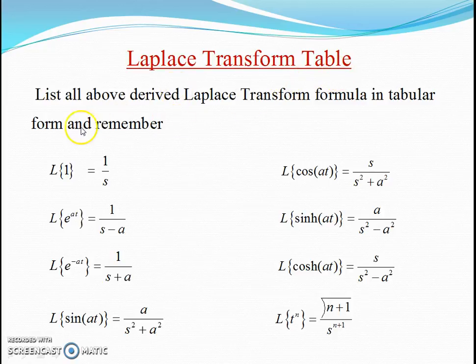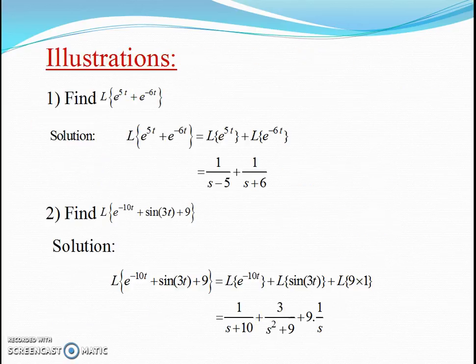Laplace transform table. List all the above derived Laplace transform formulas in tabular form and remember them. We already derived Laplace of 1 equal to 1 by s, Laplace of e raised to at equal to 1 upon s minus a, Laplace of e raised to minus at equal to 1 upon s plus a, Laplace of sin at equal to a upon s square plus a square, and so on up to Laplace transform of t raised to n is equal to gamma of n plus 1 upon s raised to n plus 1. We have to remember this table to solve the examples.